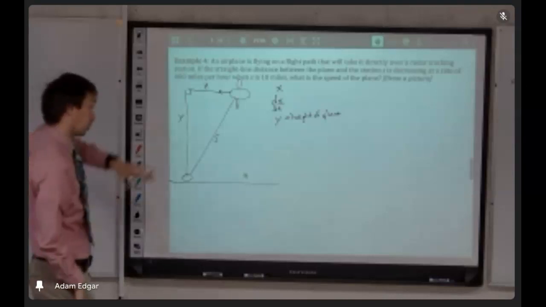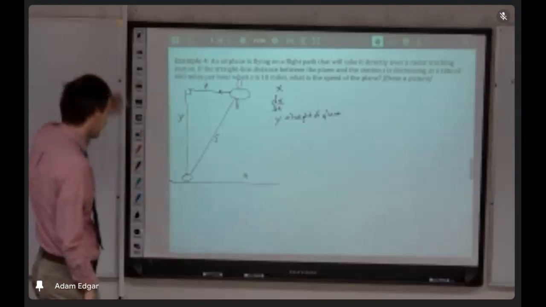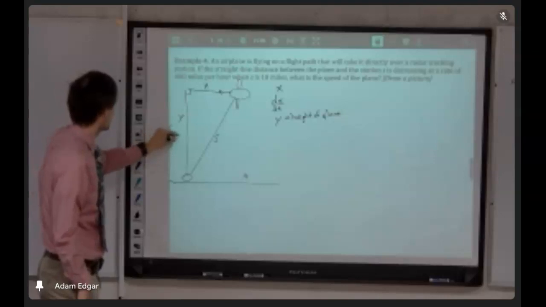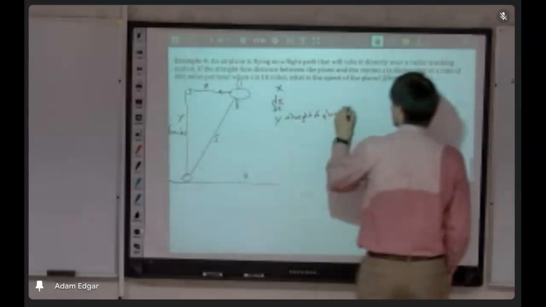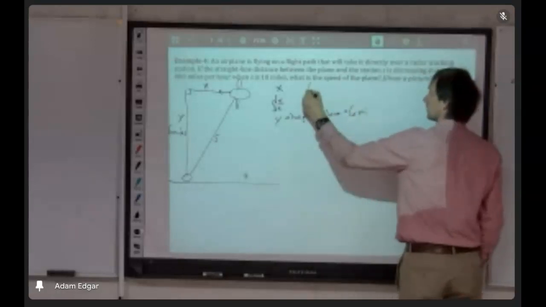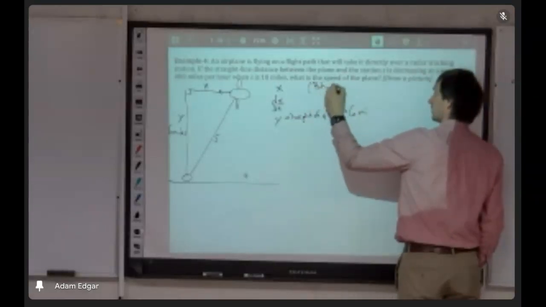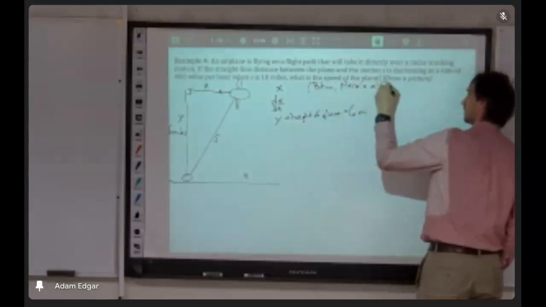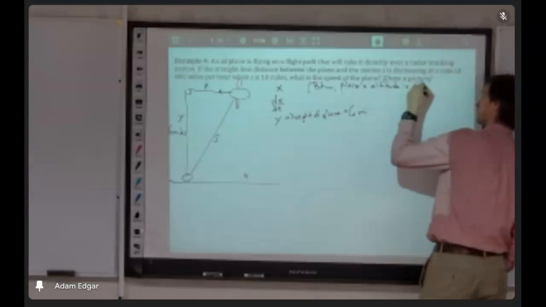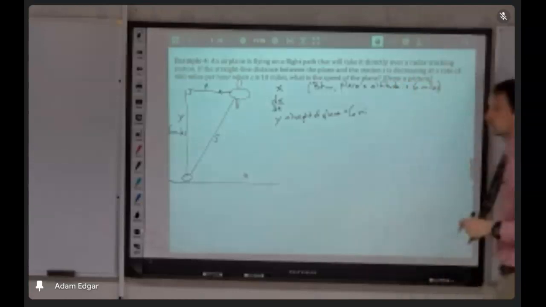Should be in here. By the way, the plane is 6 miles up. So let's put that there. By the way, the plane's altitude is 6 miles. Kind of key information. And then we have S.